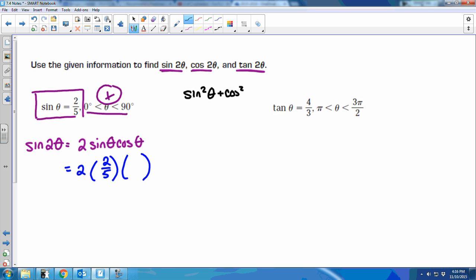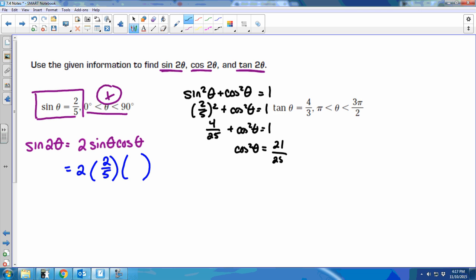Right? We're going to use our Pythagorean identities that we've been using for a long time now. So we have 2/5 squared plus cosine squared equals 1. That's 4/25. 1 minus 4/25, that's 25/25 minus 4/25 is 21/25. And then you got to take the square root to get the square root of 21 over 5.